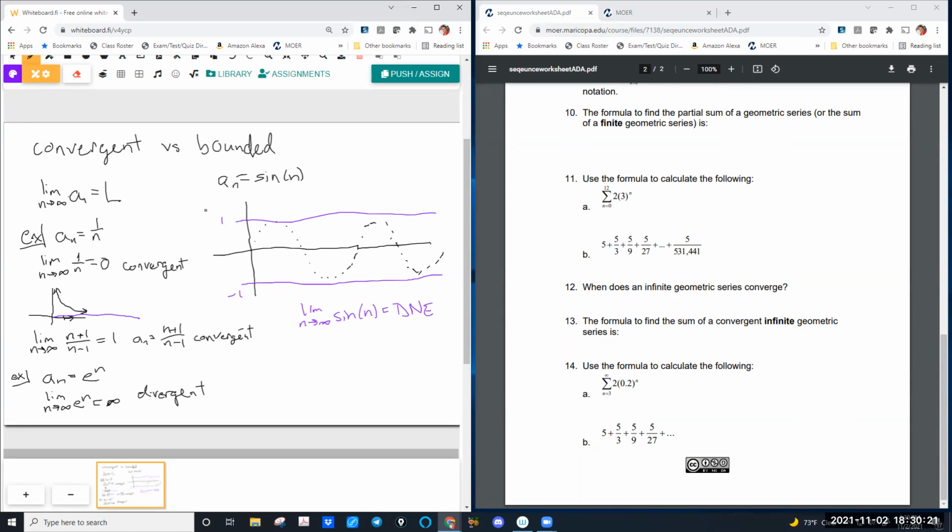Bounded just tells us our sequence will never go above this or below this. And again, we could have a sequence that's only bounded on one side, bounded above, or bounded below, or bounded above and below. Convergence is going to be the much more powerful idea going forward, because that's what we really care about. We care about convergent sequences, and as you're going to see on Thursday and next week, we're going to really focus on determining whether or not series are convergent or divergent.